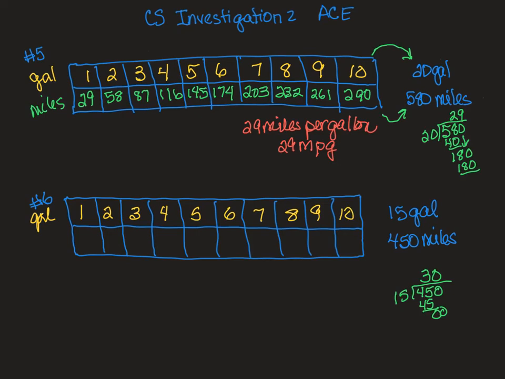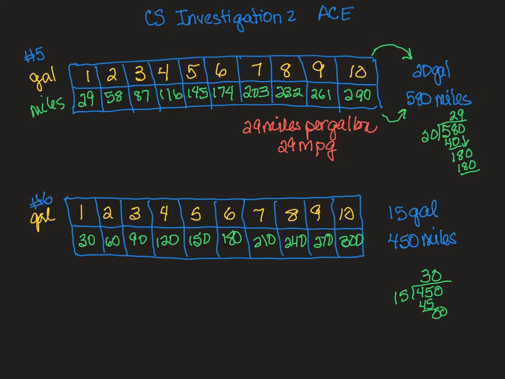And so then if 1 gallon is 30, then 2 gallons is 60, and 3 gallons is 90, and 4 gallons is 120, 150, 180, 210, 240, 270, and 300. So if I have 10 gallons in my car, I can go 300 miles. And if I add another 5, which is 150, I can get here.